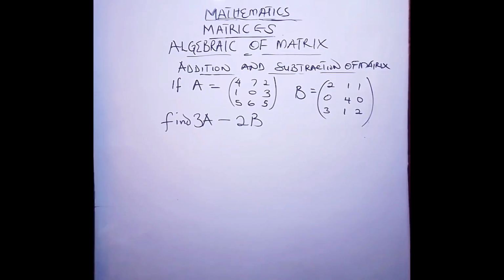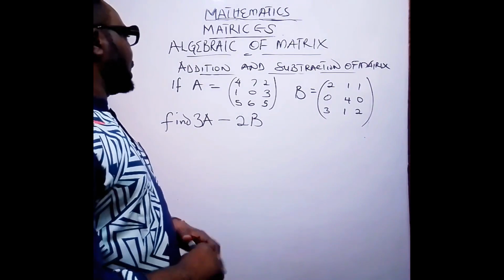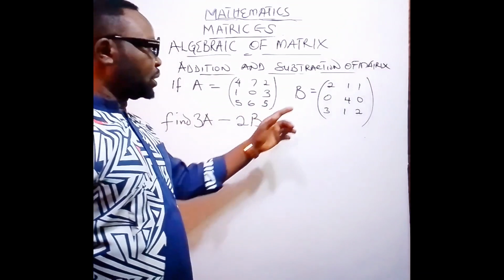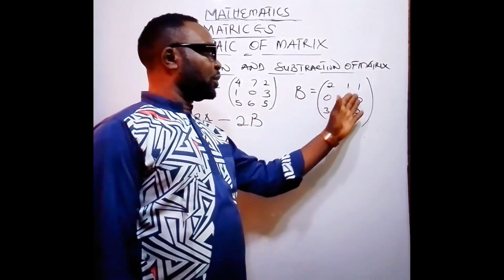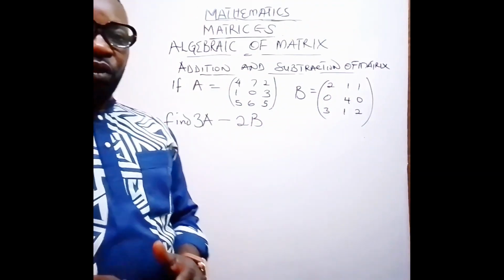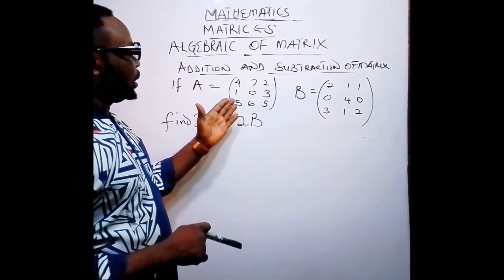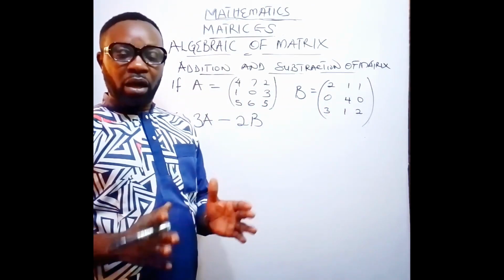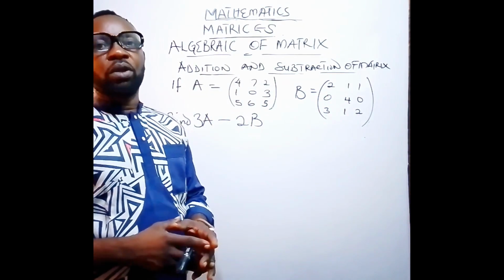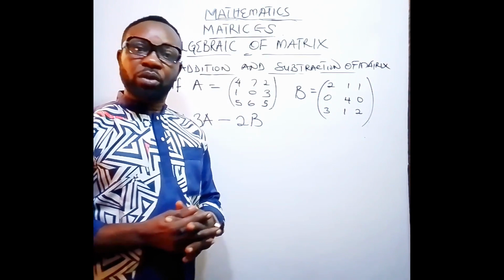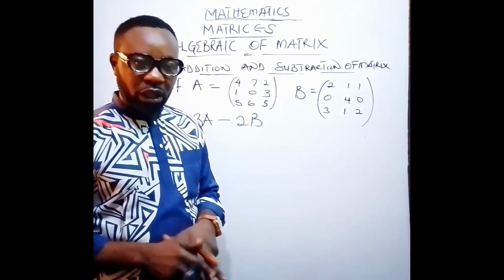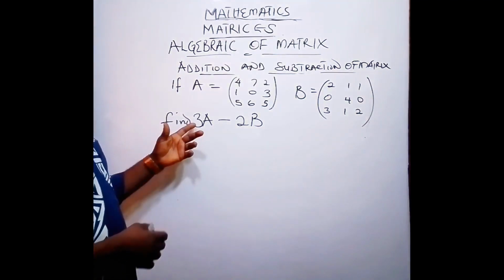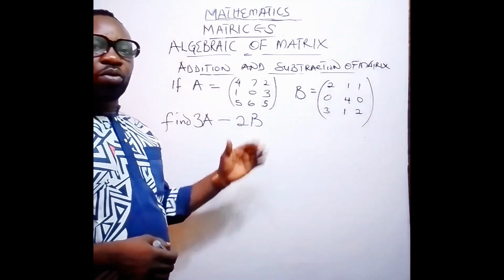Now we have question A. The question says, if A is equal to this matrix and B is equal to this matrix, it is obvious that these are 3 by 3 matrices. They have equal rows and columns, so their addition and subtraction is possible. So we can go ahead in solving it accordingly. We are asked to find the value of 3A minus 2B.